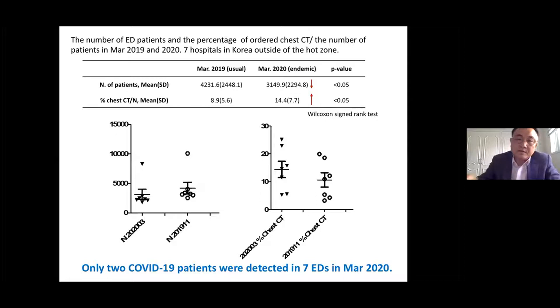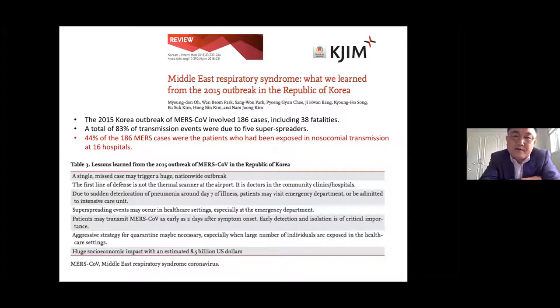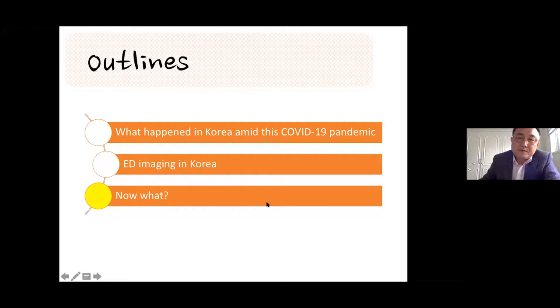That's because of, again, the MERS experience. At that time, 44% of MERS cases were patients who had been exposed through nosocomial transmission. So that's why we really care and desperately try to block any unexpected admission of patients. So now what?